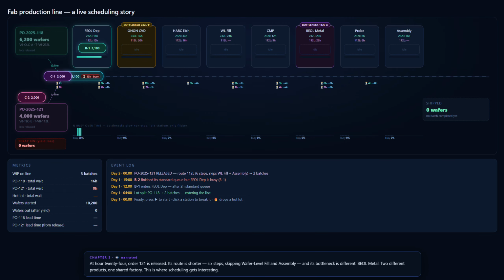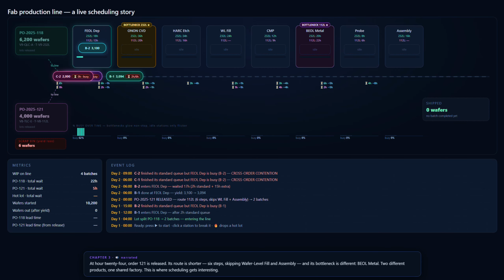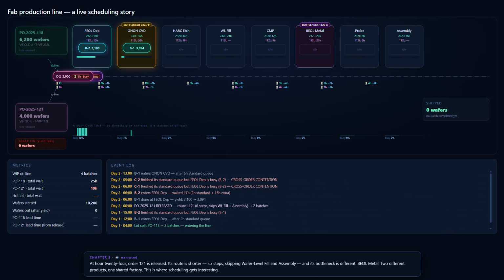At hour 24, order 121 is released. Its route is shorter, 6 steps, skipping wafer-level fill and assembly, and its bottleneck is different, BEOL metal. Two different products, one shared factory. This is where scheduling gets interesting.